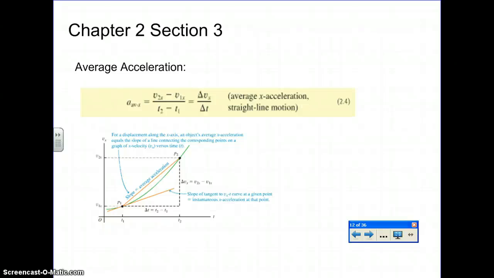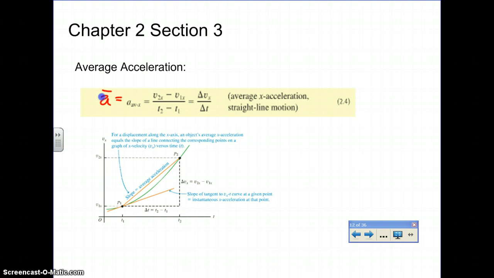Physics students, today we're going to be talking about Chapter 2, Section 3, which is really about acceleration. Now you remember from your basic physics that acceleration is a rate of change. It's a change in velocity, which is a vector, over a change in time. So when we think about acceleration, we can think of average acceleration as a change in velocity over change in time.